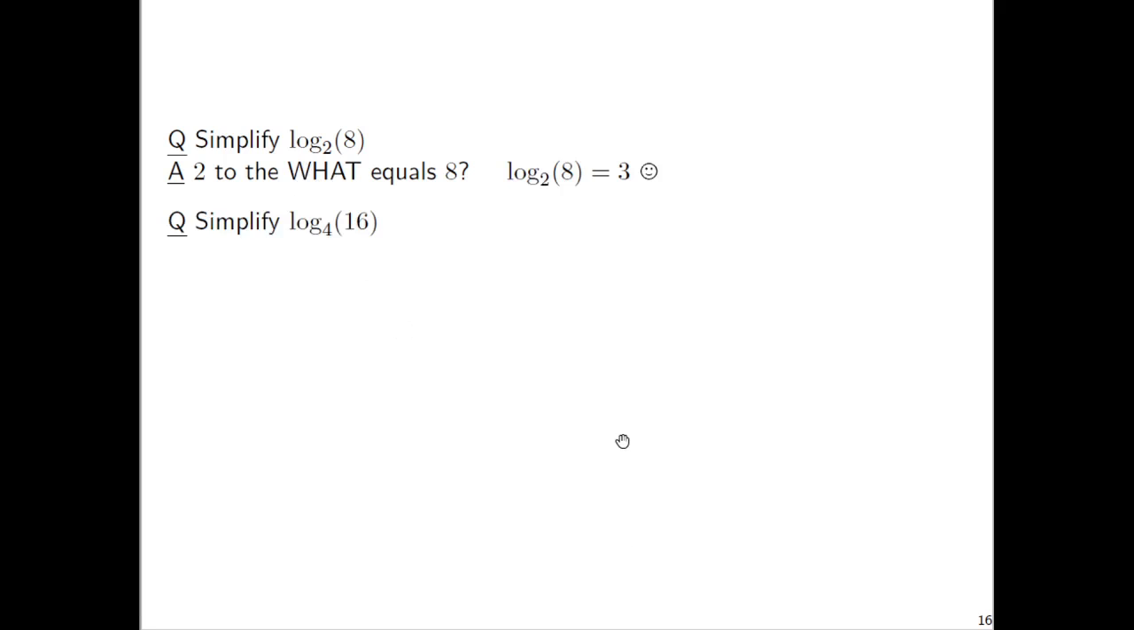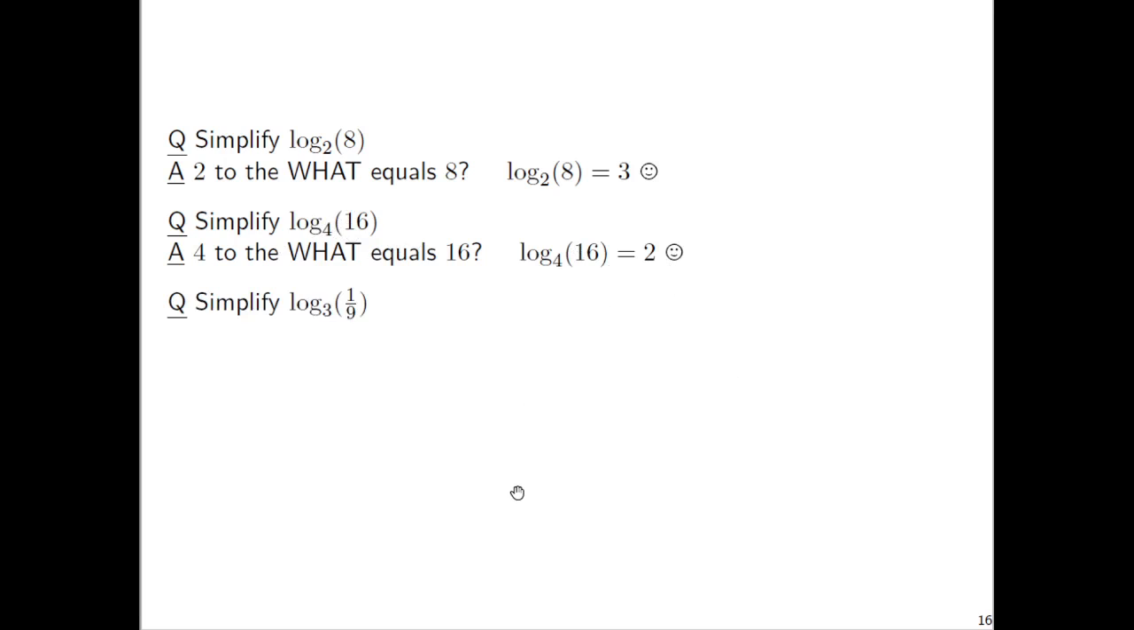Okay, let's simplify log base 4 of 16. Again, as written, if we don't know anything about logs, this question's challenging. But the whole point of what we just went through is that log base 4 of 16 can be rephrased: 4 to the what power equals 16? And that what should be filled with 2, right? 4 to the 2 equals 16. So log base 4 of 16, that's asking the question, what's the exponent? And it is equal to 2.